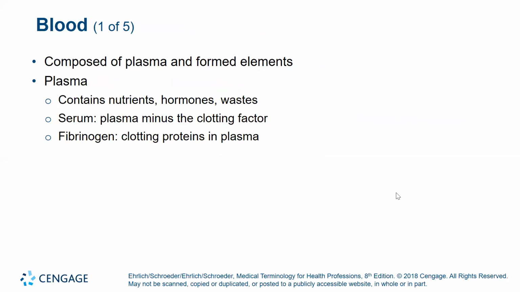Next, we'll move on to the blood. The blood is composed of plasma and formed elements. The blood is a fluid tissue in the body. It's composed of 55% liquid plasma and 45% formed elements. So the plasma contains nutrients, hormones, waste. We have serum. Serum is just plasma minus a clotting factor. And then we have fibrinogen, which is a clotting protein in plasma.